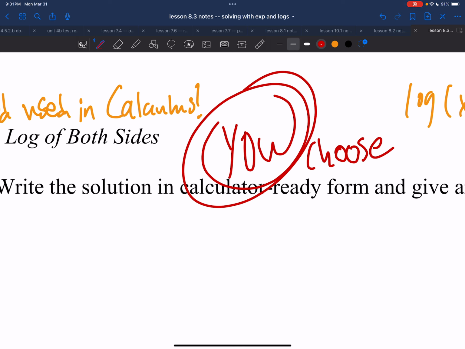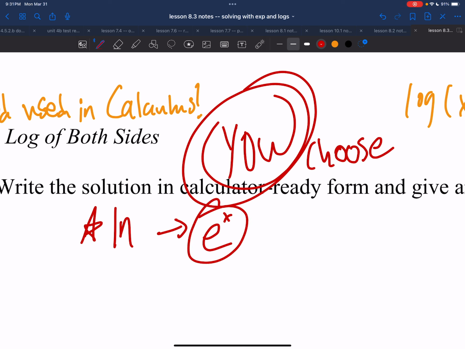I, Mr. Spake, am going to choose natural log. Here's why. Natural log is associated with e, and e to the x is one of the best functions to work with in calculus. I'm not going to tell you why, but it is. When you get to calculus, you'll know what I mean, and you'll be like, oh my God, I remember Mr. Spake saying this. E to the x is the coolest function ever in calculus because it does something that no other function is able to do.